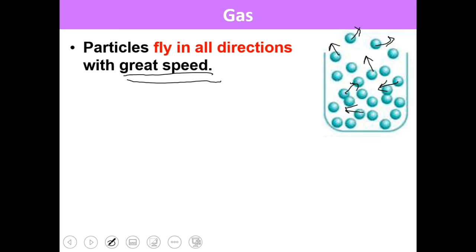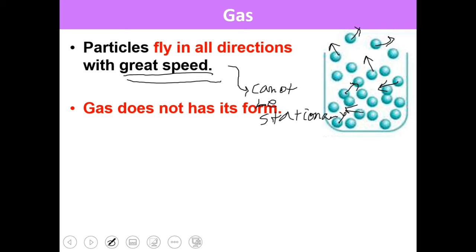So I like to say it cannot be stationary. That's a fancy way of saying it cannot stay still. And gas does not have its own form. And that's something that I really want to highlight. Because gas can change to any type of shape, depending on the container. Like water, however, it's even more bizarre.